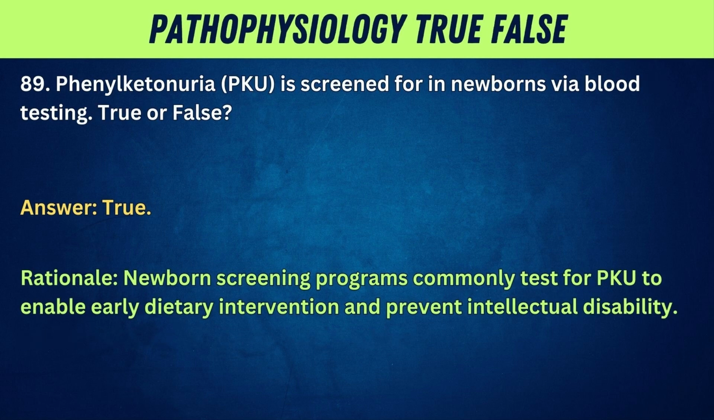89. Phenylketonuria, PKU, is screened for in newborns via blood testing. True or false? Answer: true. Rationale: newborn screening programs commonly test for PKU to enable early dietary intervention and prevent intellectual disability.